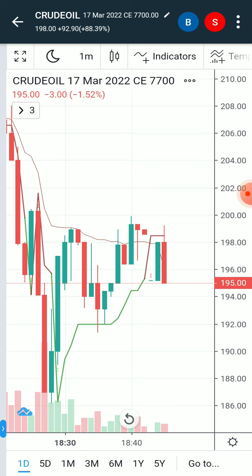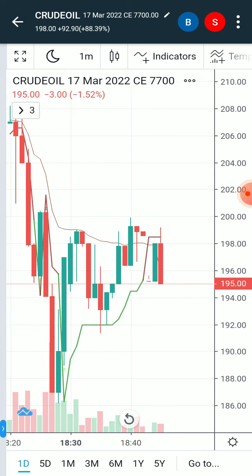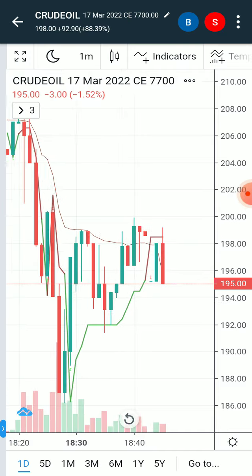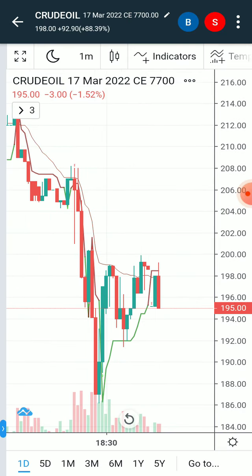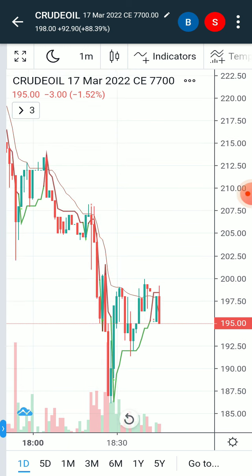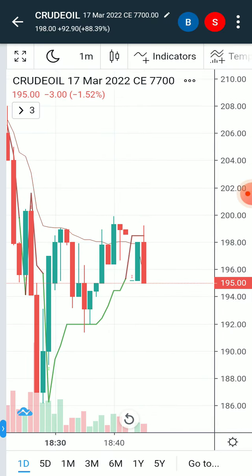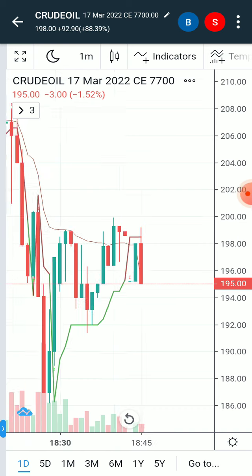So if we are able to break 200, I will be entering at 202, and from there my target will be 207, so a 5 point target. Seeing that at 207 we are having a very good resistance. And if it breaks the support of 195, then we can wait and see in the long run.